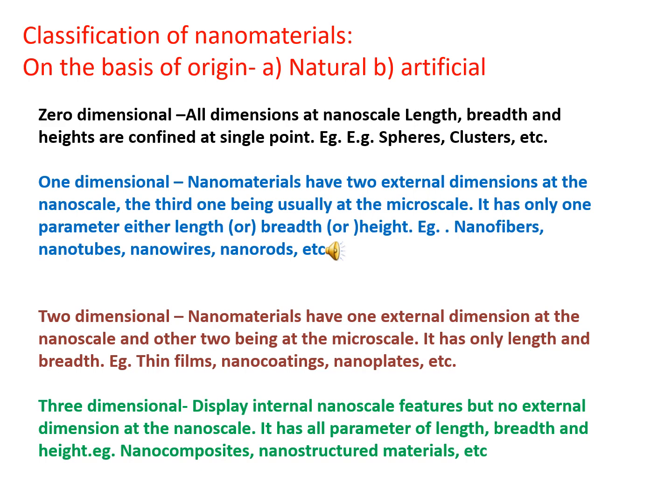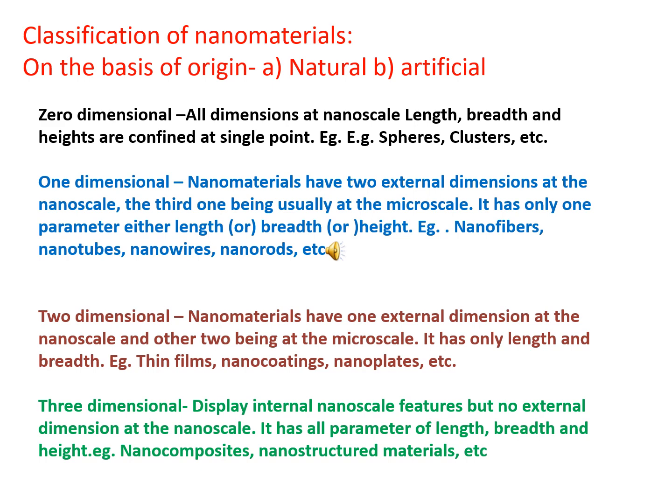1-dimensional. Suppose any nanomaterial has two external dimensions at the nanoscale and one at the microscale, then it is said to be 1-dimensional. It has only one parameter, either length or breadth or height, at the nanoscale. Example, nanofiber, nanotubes, nanowires, nanorods, etc.